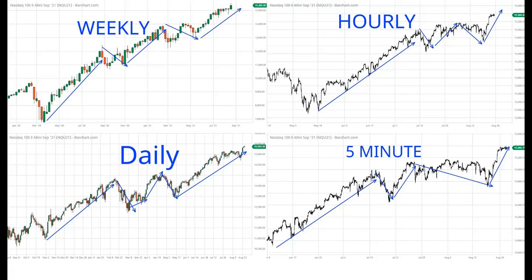What I wanted you to notice here is, regardless of the data set, the time frame, weekly, daily, hourly, or 5 minutes, the price pattern is repeating itself. And this is a representation of the fractal nature of markets. And this is how we're going to break down our top-down analysis. In this case, all time frames are trending up, and we see the same fractal pattern.